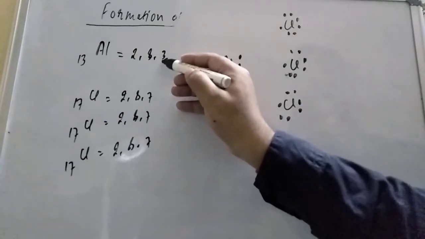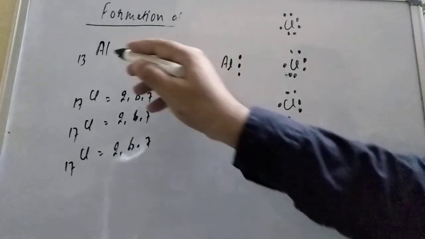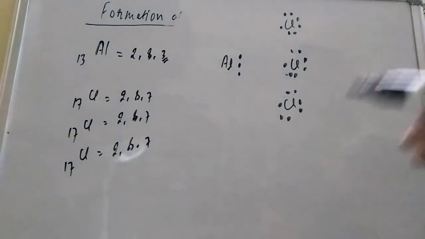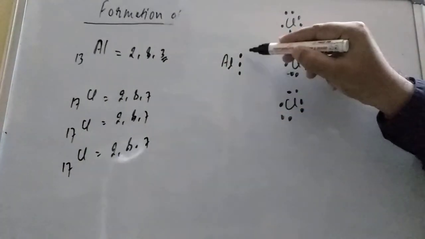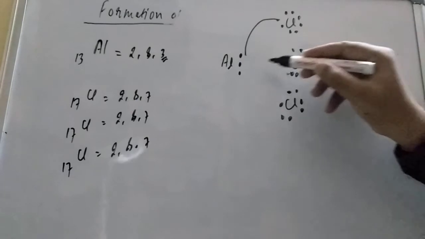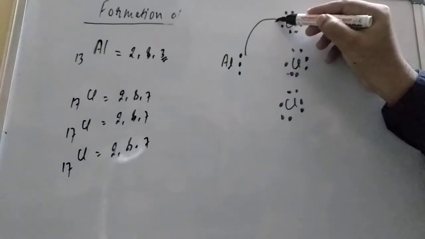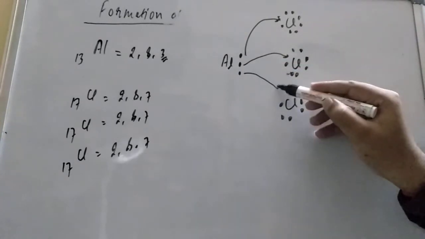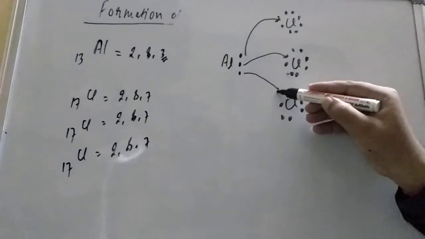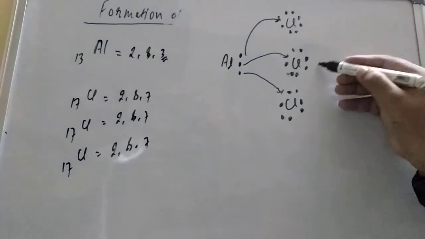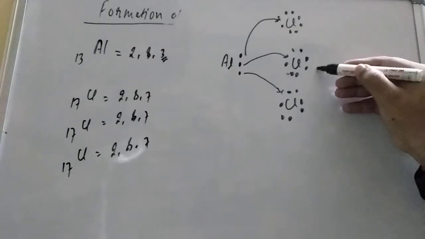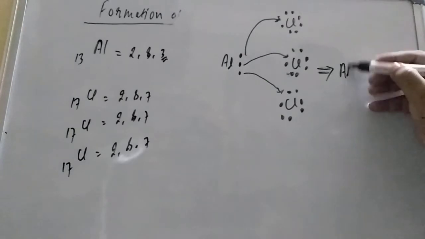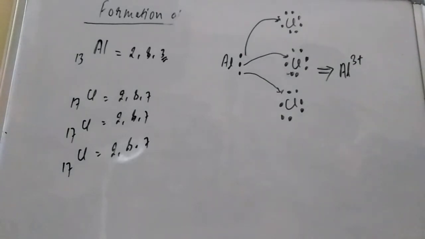So what will happen, student, to complete the octet for the aluminum? It is required to donate 3 electrons. And we know aluminum is a metal, and metals have the tendency to transfer electrons. So aluminum will transfer 1 electron to this chlorine atom, another electron to this chlorine atom, and one more electron to this chlorine atom. 3 electrons are transferred, so aluminum will acquire 3 positive charge.